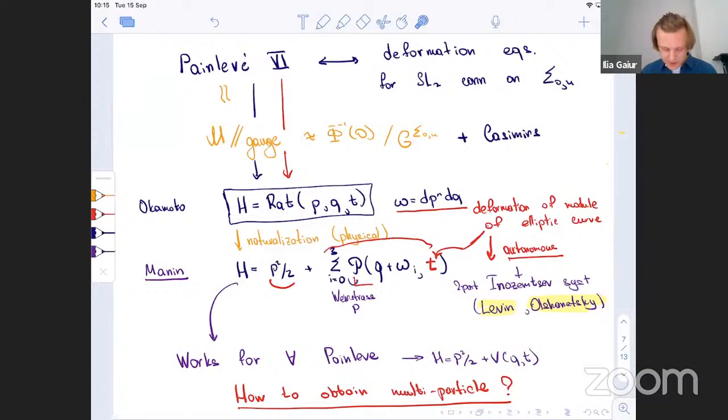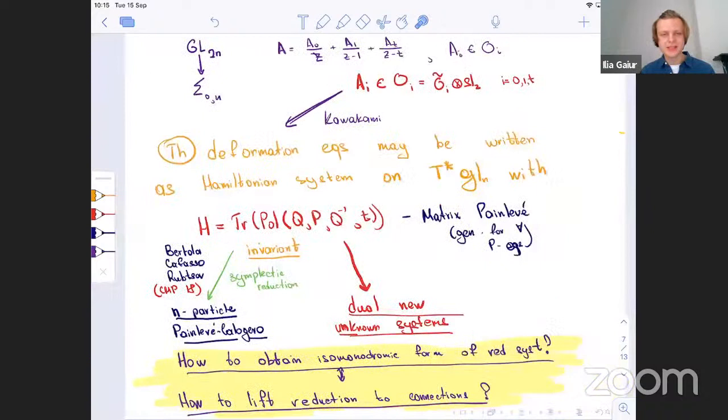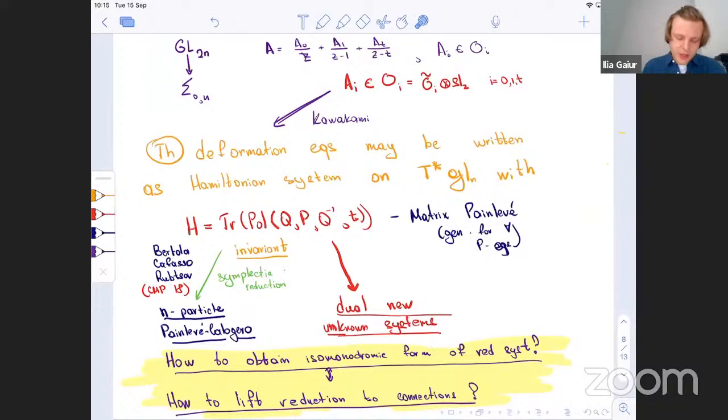So it works for all Painlevé equations, so we can write them in the following form. And the main question is how to obtain multiparticle systems. So to obtain multiparticle systems, we need to consider now not an SL2 bundle over the four-holed sphere, but now we consider a GL_2N bundle with the same moduli space of connections.